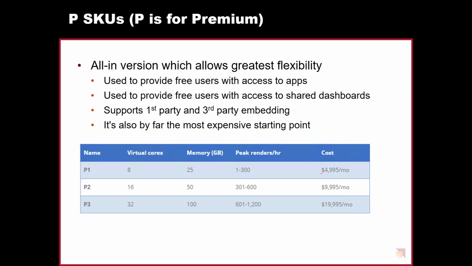Okay, now note that P SKUs support first-party embedding and third-party embedding. So anything that you can do with the Azure Embedding service, you can also do with the P SKU as far as reaching users. Of course, you can't stop and start the P SKU. But the other thing about the P SKU is it's also the most expensive starting point. So you can kind of see that it starts at $5,000 a month, and then if you want more power, it goes to 10 and 20 grand.